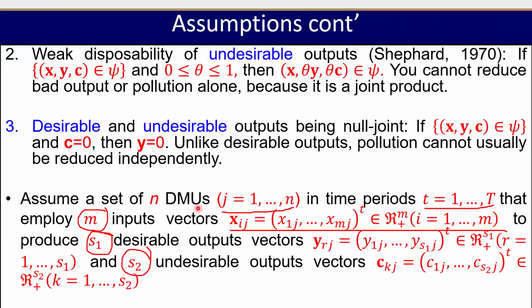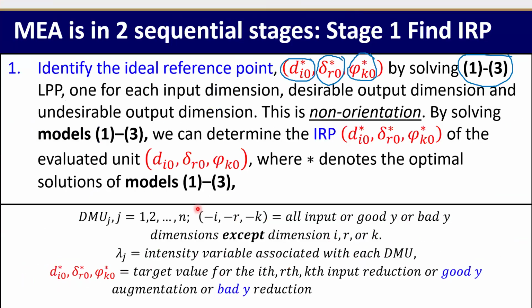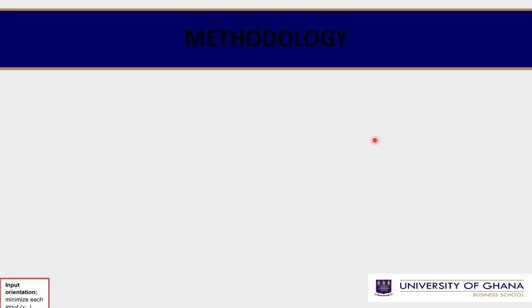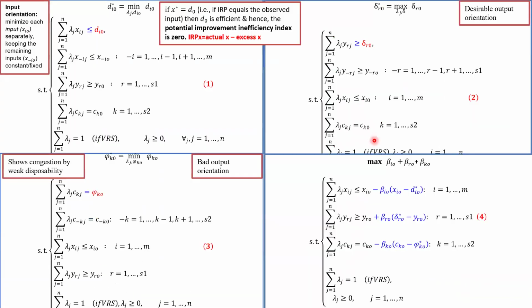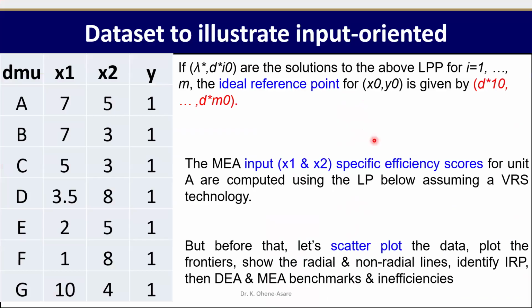Any question? So when you come here, it says that by solving the models 1, 2, 3, the one I've just shown you, we can find the ideal reference point D star, delta star, and phi star of the evaluating unit. This one. Where the star here shows the numerical answer from the models. The numerical answer from the model. That gives you the ideal reference point. Now we go to step 2.